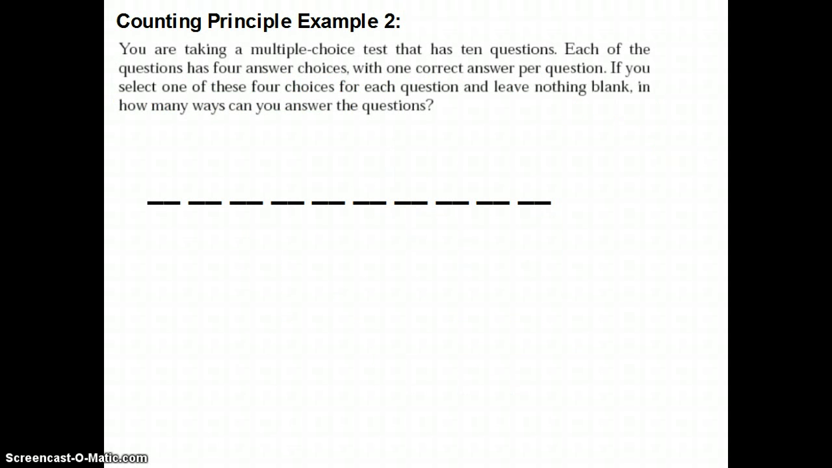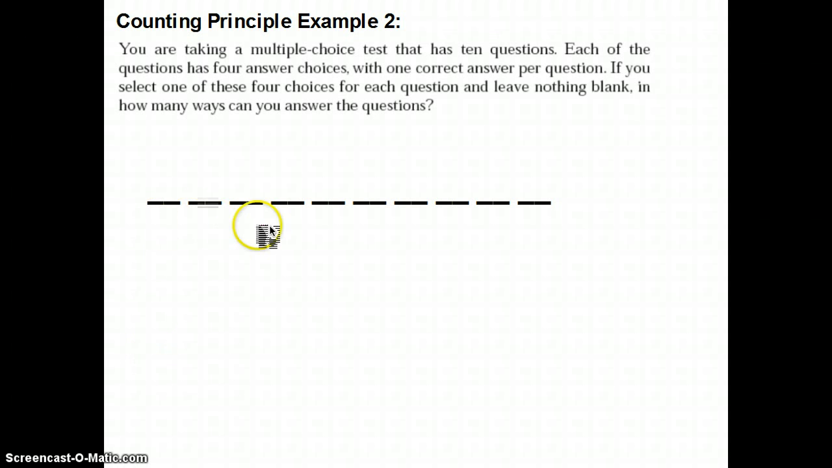This next example would not be a good one to draw a diagram of. There would just be too many different branches. Let's look at this one. It says that you are taking a multiple choice test that has 10 questions. Each of the questions has 4 answer choices with 1 correct answer per question. If you select one of these 4 choices for each question and leave nothing blank, in how many ways can you choose the answer? Can you answer the questions?